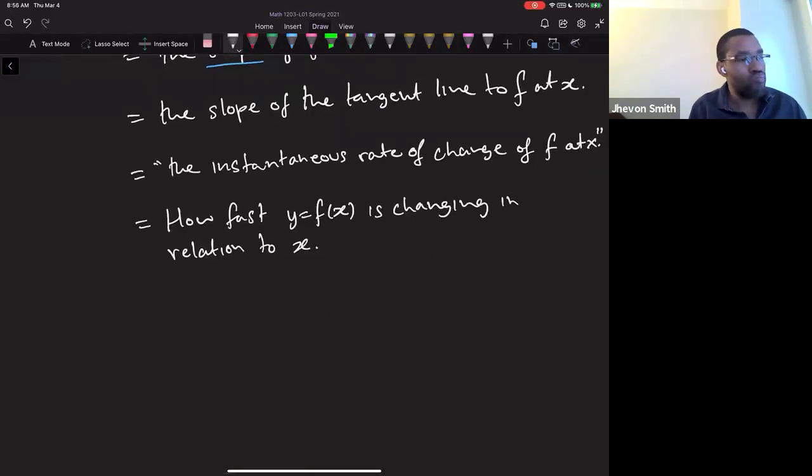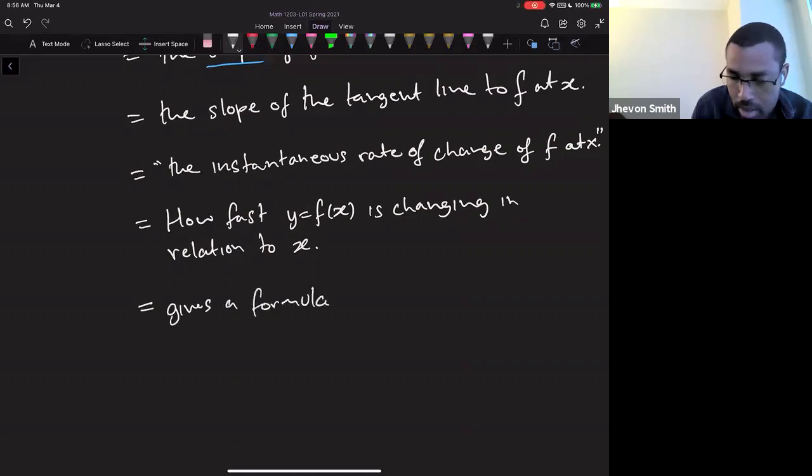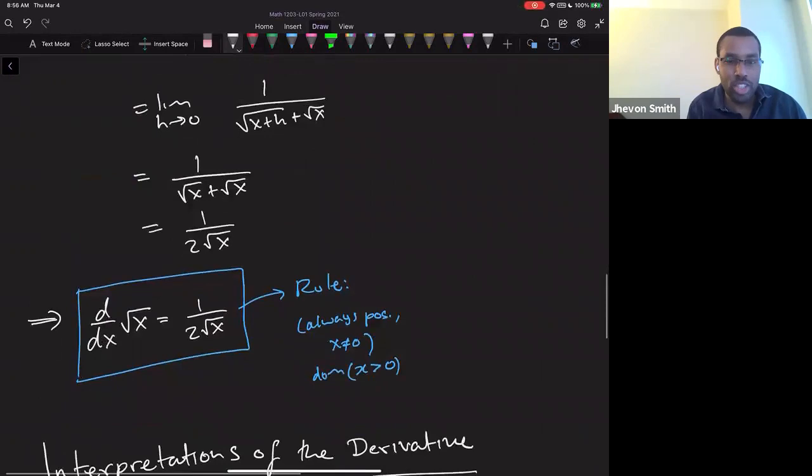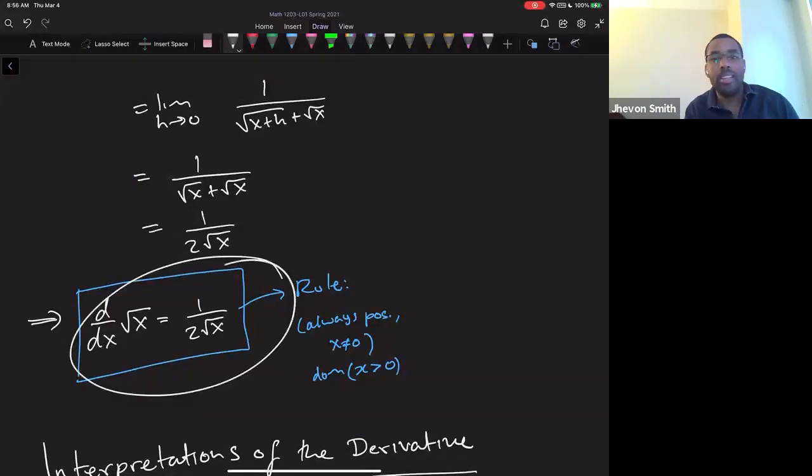I guess you can say, finally, you can say the derivative gives a formula for all the above. You can think of the derivative as being all the above, but you can also think of it as the thing I do to get a formula to tell me about the above. It's the same thing, right? So yes, the derivative is the slope, but it's more than just a slope. You can literally think of it as a formula. This is the formula I can use to find the slope at any point.